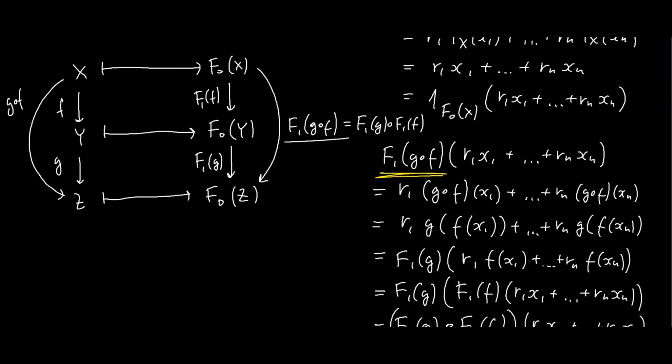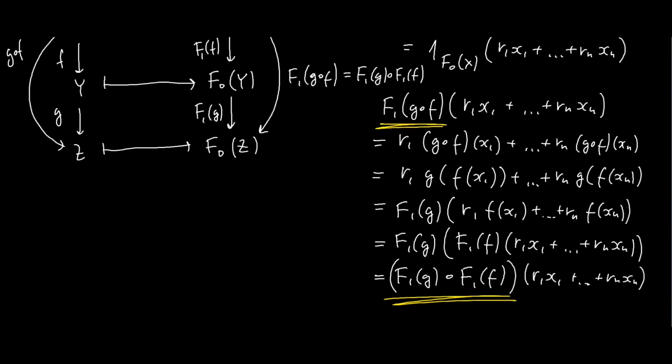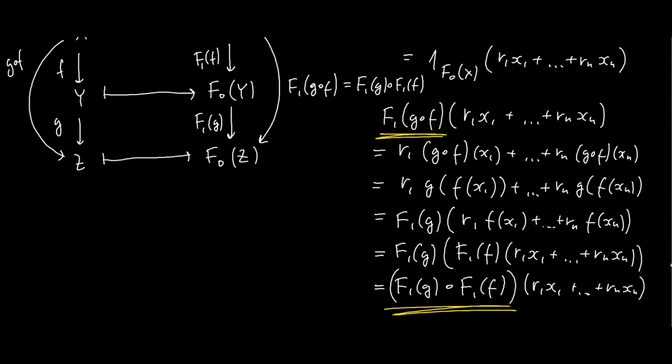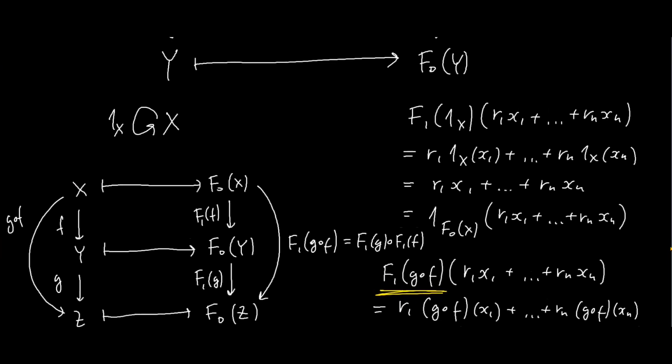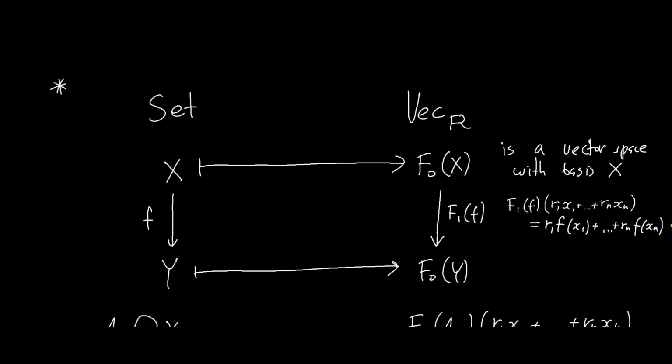Now, to prove that two linear maps are equal, I just need to make sure that they act the same way on vectors. So I took a random vector in the domain of my composite, and then I applied that linear map to it, and I saw that it's the same as applying the composite to the same vector. And this is true for every vector, therefore the two maps are equal. Okay, so we get a functor from the category of sets to the category of vector spaces. Let's call this functor F.